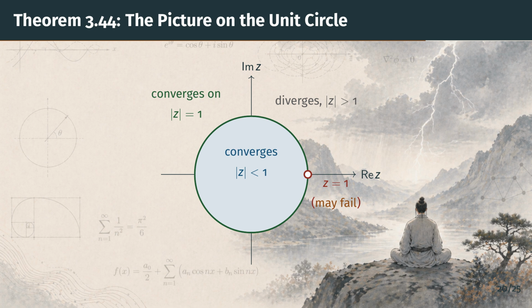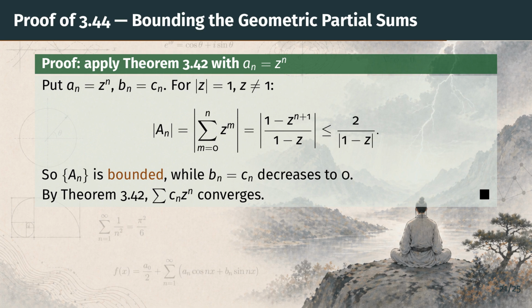Let's prove it. Once more, Dirichlet's test does the work. We take a sub n to be z to the n, and b sub n to be the coefficient c sub n. The partial sums capital A sub n are then partial sums of a geometric series, which we can evaluate in closed form, 1 minus z to the n plus 1, all over 1 minus z. When the absolute value of z is 1, the numerator has absolute value at most 2, so the whole expression is bounded by 2 over the absolute value of 1 minus z.